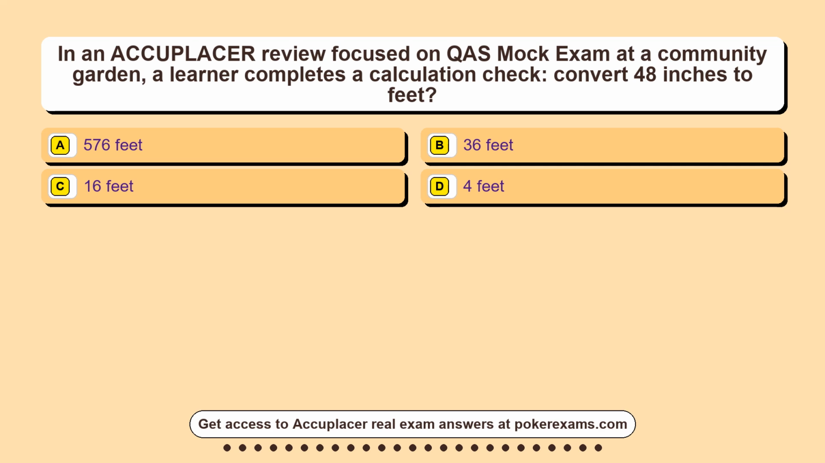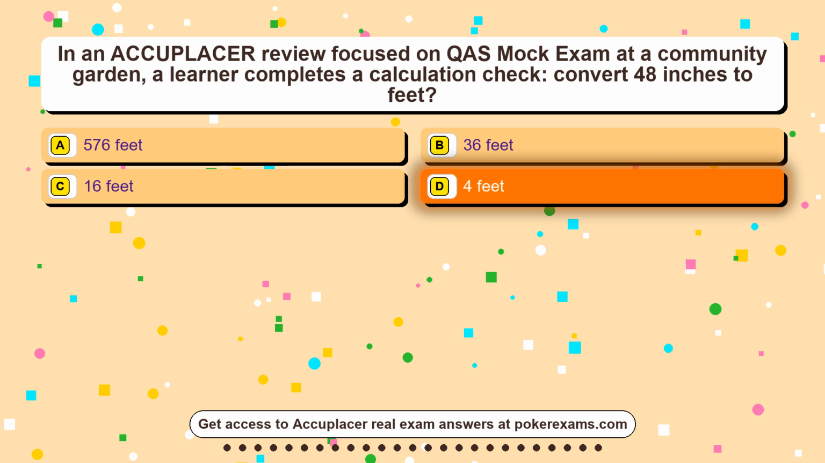Question 4. In an ACCUPLACER review focused on QAS mock exam at a community garden, a learner completes a calculation check. Convert 48 inches to feet. Option A, 576 feet. Option B, 36 feet. Option C, 16 feet. Option D, 4 feet. The correct answer is option D, 4 feet.